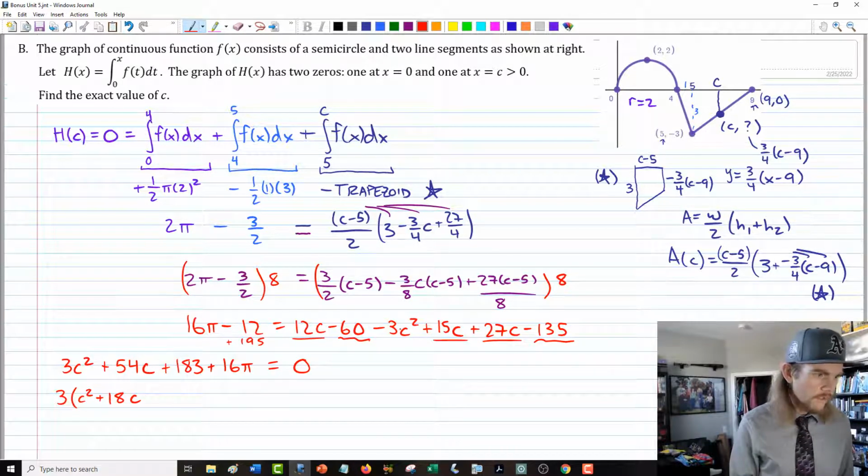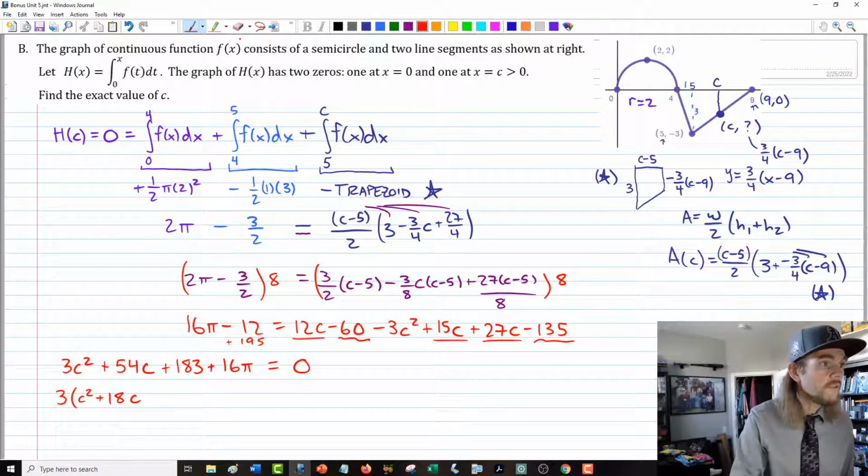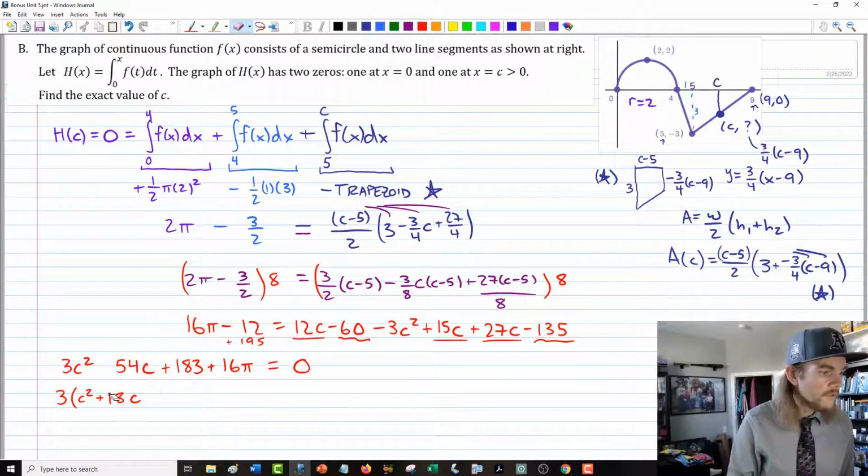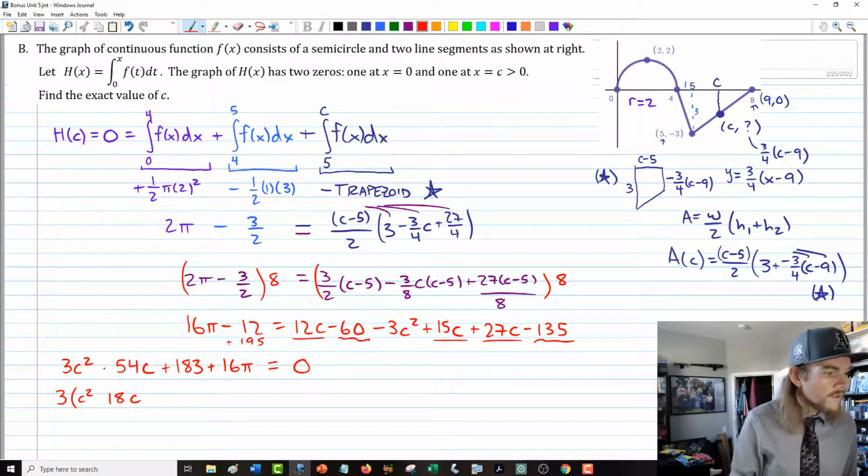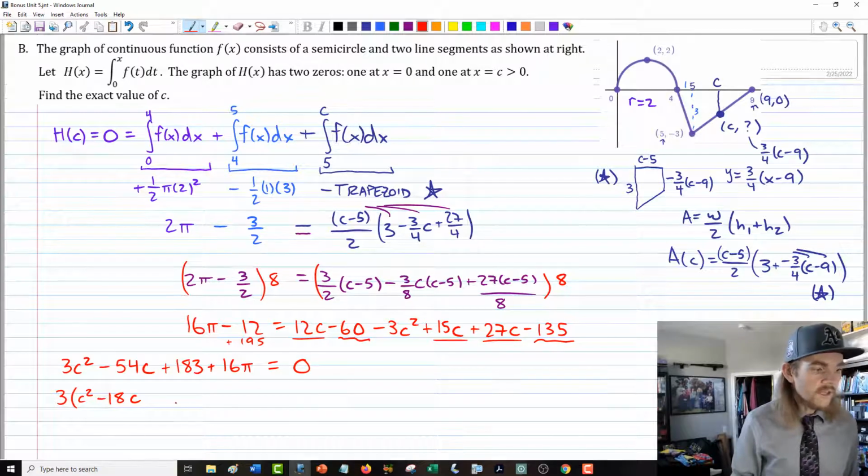Let me just quickly make sure. I think I've done that right. Should have been plus 54 or minus 54. Hold on. We got 12c, 15c, 27c. That was plus 54. This should be minus 54. Apologies. So it doesn't change the number value, but it changes the scalar. So there we go. So I factored out the GCF.